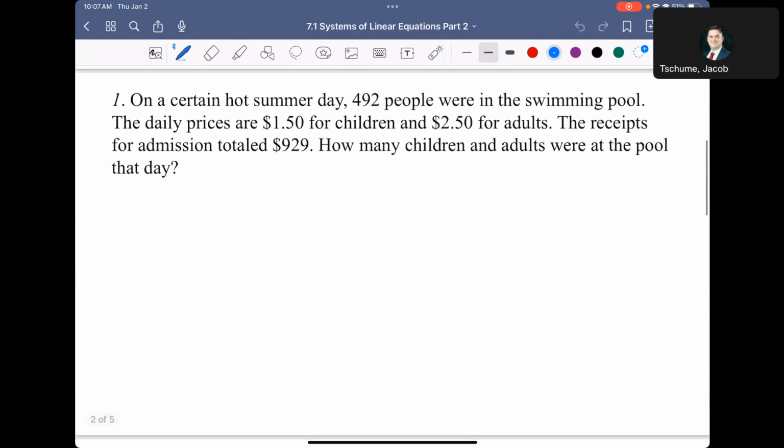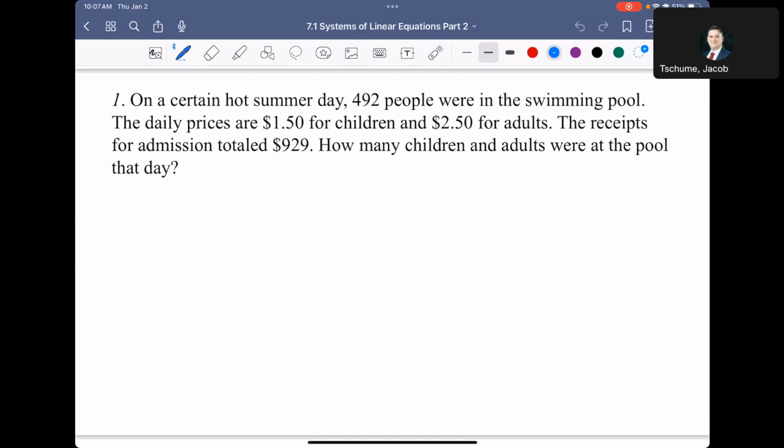So beginning with number 1. On a certain hot summer day, 492 people were in the swimming pool. The daily prices are $1.50 for children and $2.50 for adults. The receipts for admission totaled $929. How many children and adults were at the pool that day?